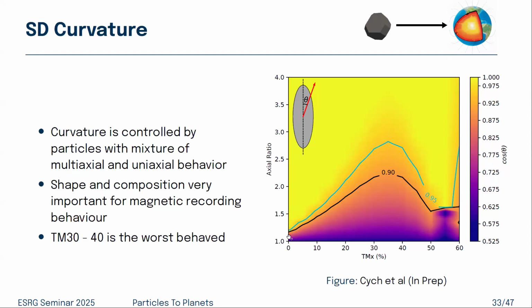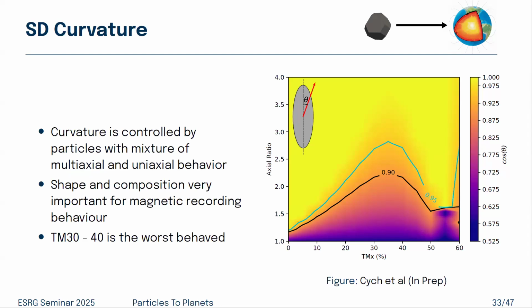And what this shows is that if you're in magnetite, on this side of the plot, you go very quickly from being in that multi-axial regime to being in that uniaxial regime. So most of your particles are probably going to be okay, because you just need a little bit of elongation to make everything work. However, if you're in the regime where you've got titanomagnetite 30 to 40, you're in trouble, because it means you've got a lot of different shapes where you can have this badly behaved behavior going on. Okay, so that's interesting. We've quantified how well things will behave in a paleointensity experiment as a function of shape and composition.